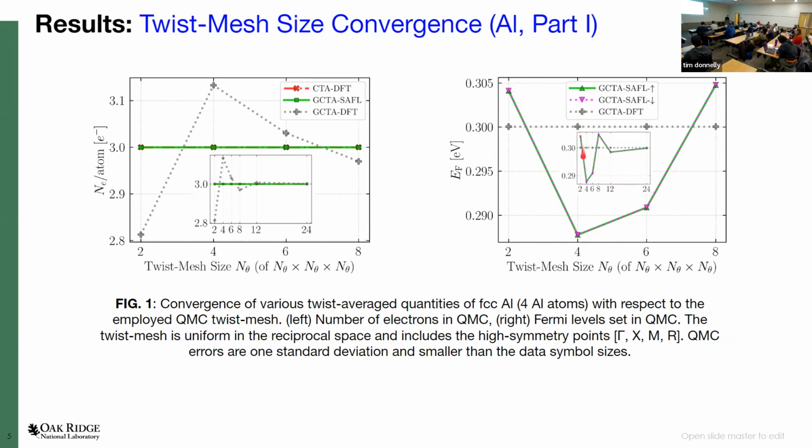And if you look at the inset, this is the Fermi level, by the way, as you increase the twist mesh size. The Fermi level will eventually go to the GCTA Fermi level, which is shown by the flat gray line here. And in that case, it is held constant.